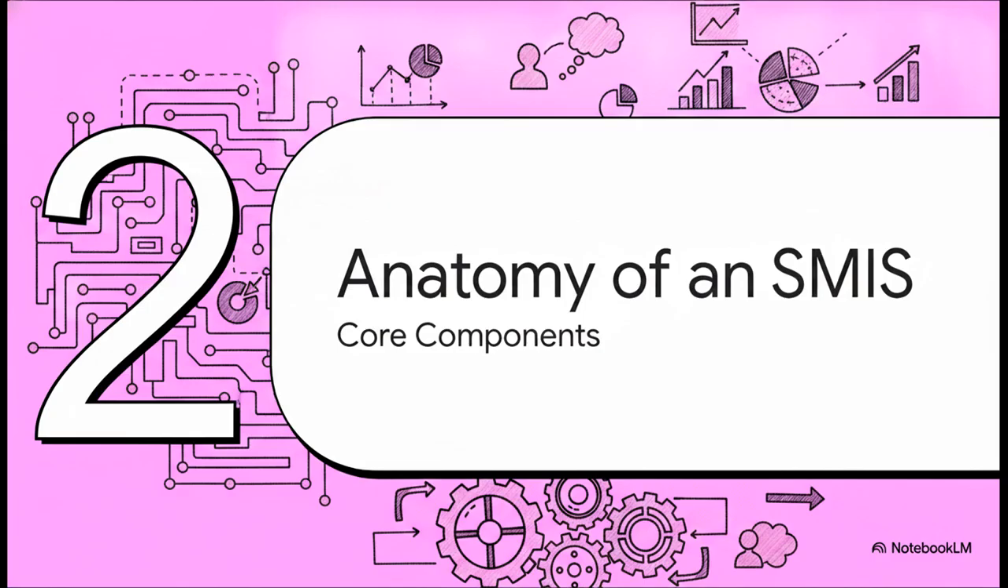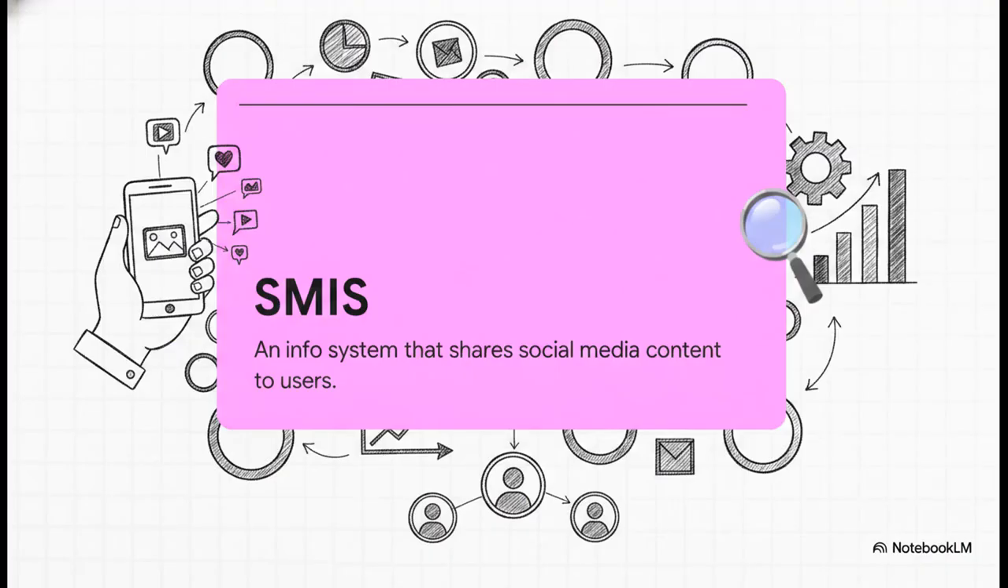So, Section 2, Anatomy of an SMIS. We need to nail down exactly what this is. A social media information system, or SMIS, is a specific type of information system that supports the sharing of social media content to network users, and it's built on 3 distinct roles. You've got the providers, like Facebook and Instagram. You've got the sponsors, which are the businesses actually utilizing those platforms. And then you have the communities, the users themselves.